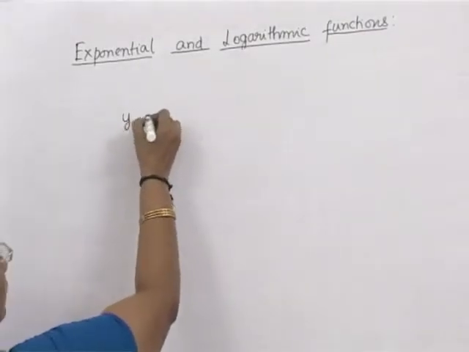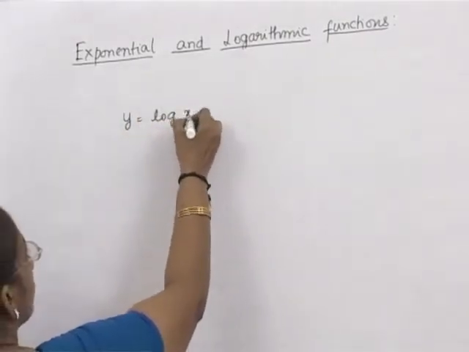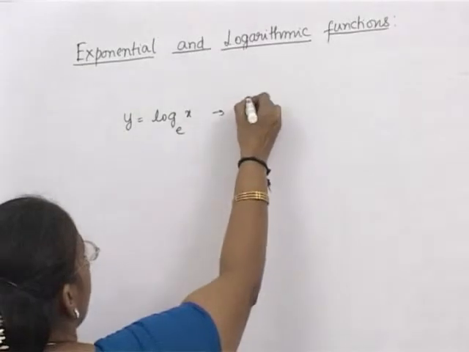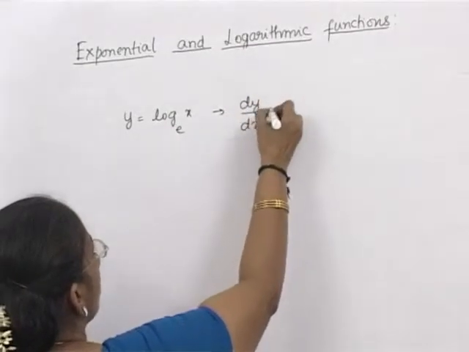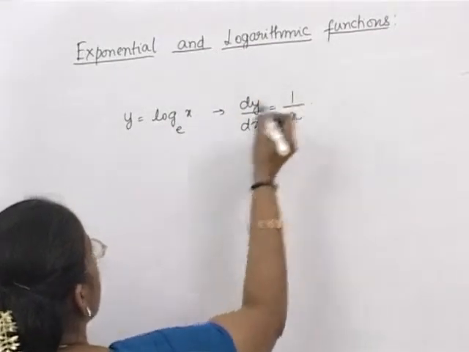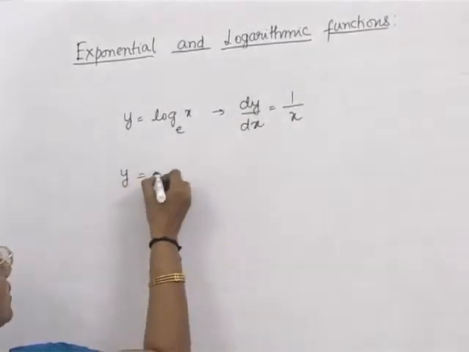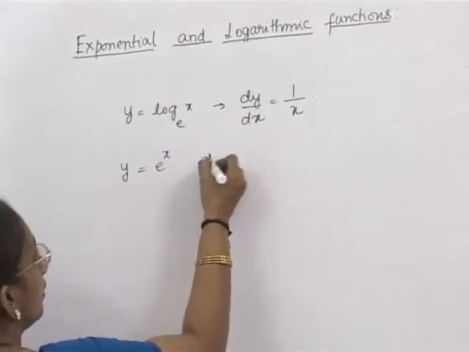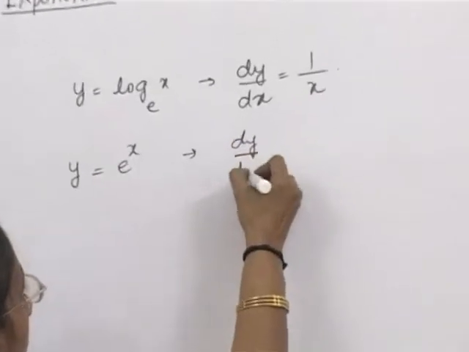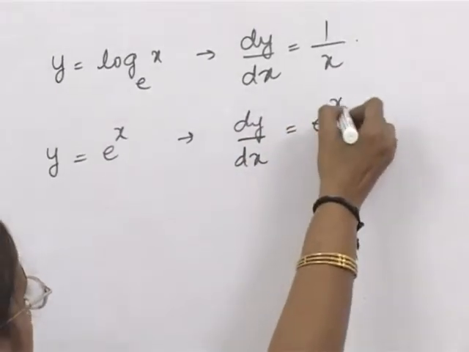So if y is equal to logarithm of x to the base e, then the derivative of y with respect to x is given by 1 by x. And if y is equal to the exponential function e power x, then the derivative of e power x is e power x itself.